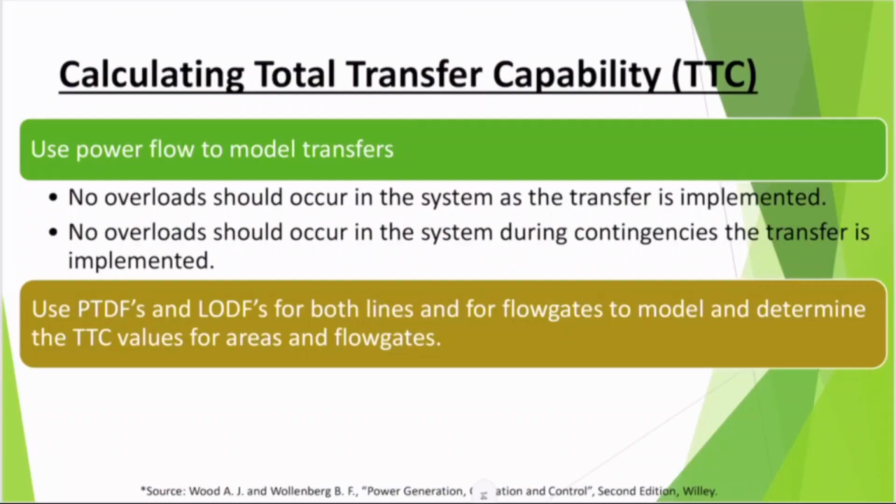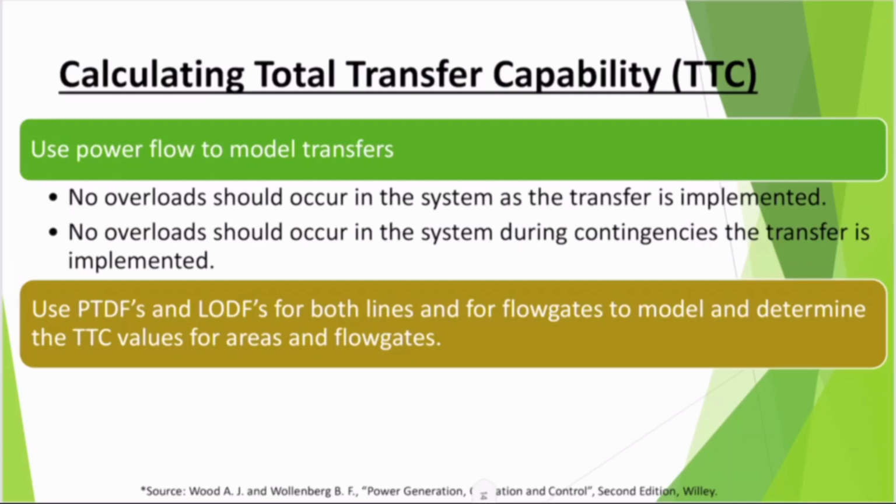Now, you have to use power flow to model those transfers. No overload should occur in the system as the transfer is implemented. No overload should occur in the system during contingencies while the transfer is implemented. That means using PTDF and LODF for both lines and flow gates to model and determine the total transfer capability values for areas and flow gates.